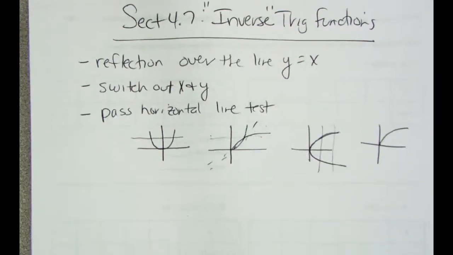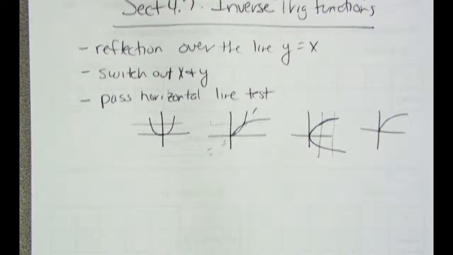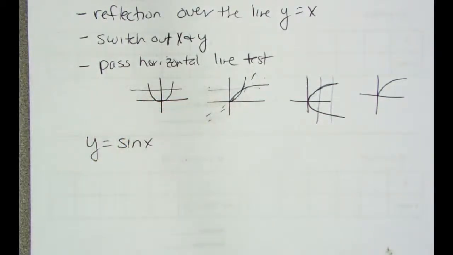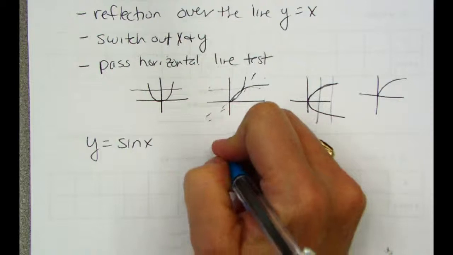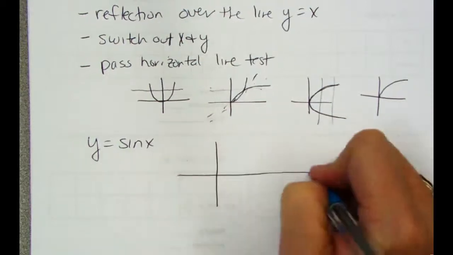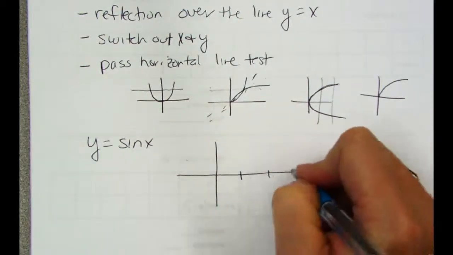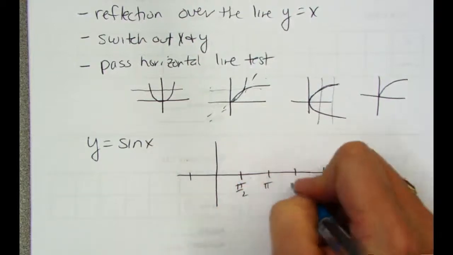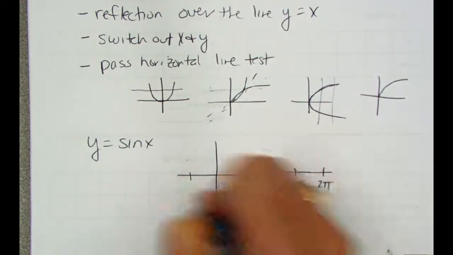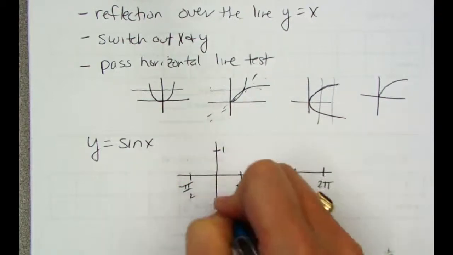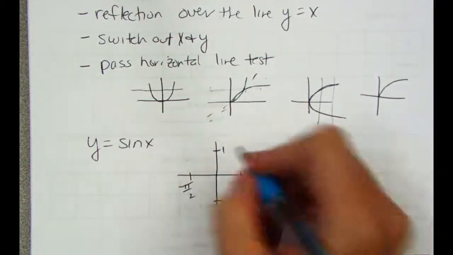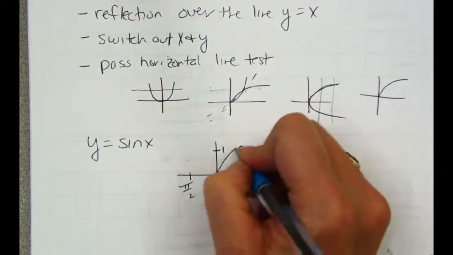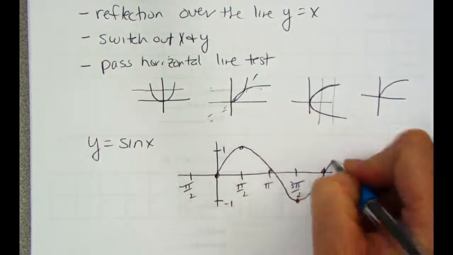So now let's do the inverse of the first trig function, which is sine. y equals sine of x. So I'm going to do a rough sketch of sine. And that's pi over 2, pi, 3 pi over 2, 2 pi, negative pi over 2. I need a 1 and a negative 1 for its amplitude. And for sine, my 5 key points look like this. And it continues forever.